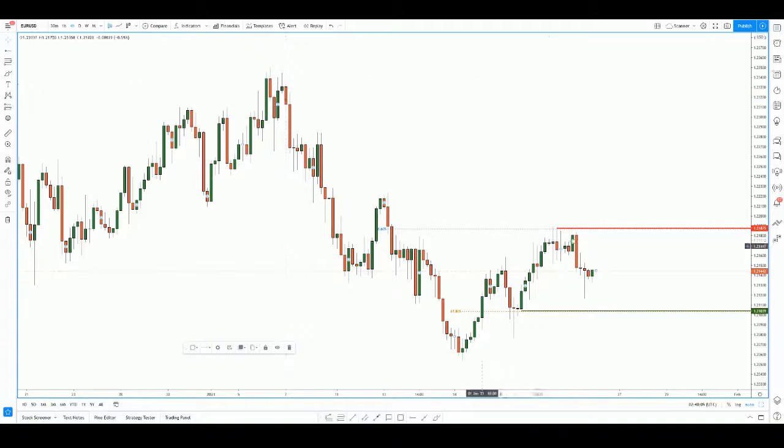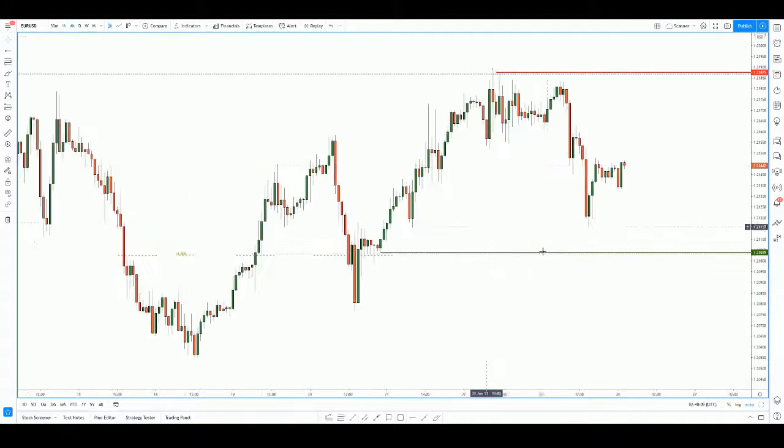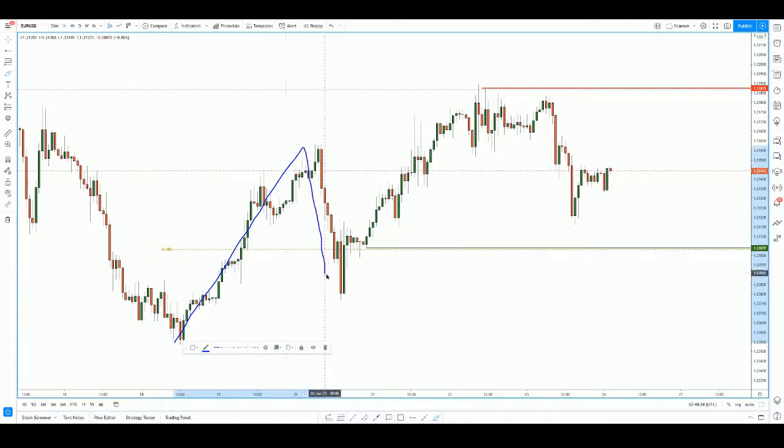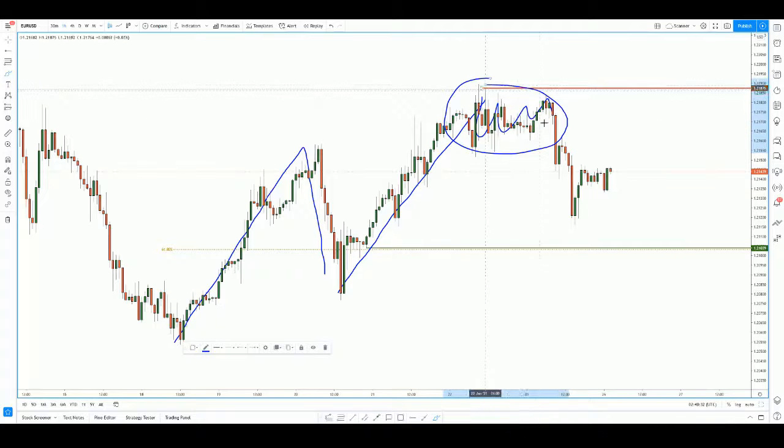So on the 4 hours we already have the resistance and the support. Let's go down to the lower time frame on the 1 hour. On the 1 hour we see this: previous price action, price pushed all the way up, came back down. In this price action, price pushed all the way up, but instead of coming straight back down, price actually went sideways, showing a sort of indecision.